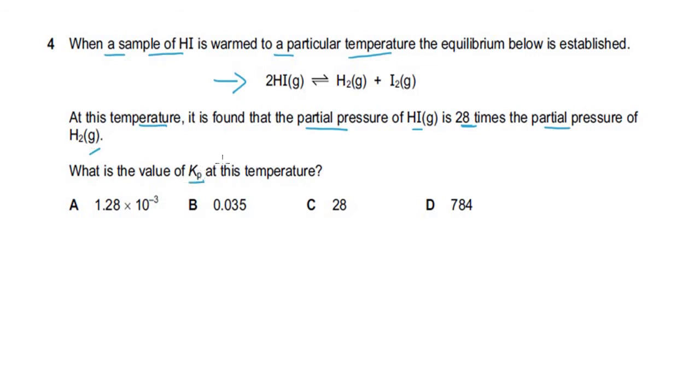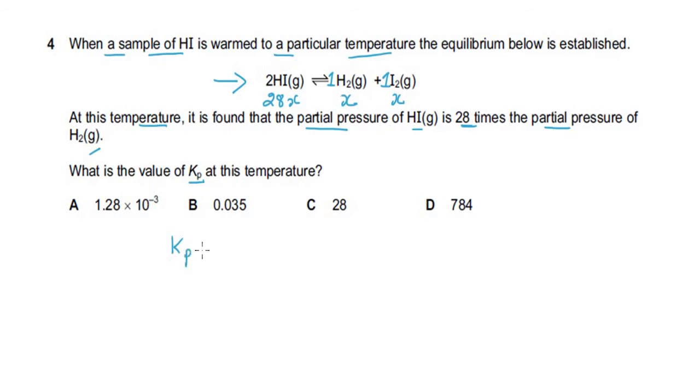Now, we know that the partial pressure of hydrogen iodide is 28 times the partial pressure of hydrogen. As the equation shows that hydrogen and iodine are in the ratio of 1:1 moles, the partial pressure applied by both the species should be the same. So consider the partial pressure of hydrogen and iodine as x pascals, then the partial pressure of hydrogen iodide should be 28x.